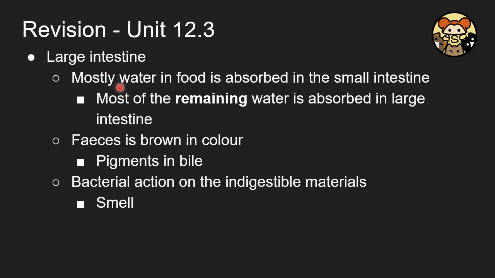In the large intestine, the function is to absorb the remaining water. Why we call it the remaining water is because most water in food is absorbed in the small intestine already. And now the food is called feces. Feces is brown in color because of the pigment in bile, and also because of the bacterial action on indigestible materials. It will give the smell.